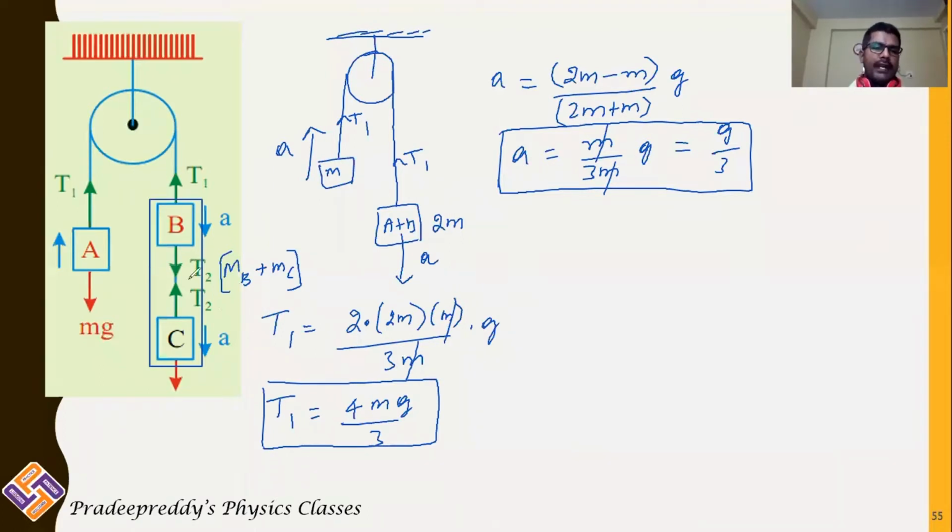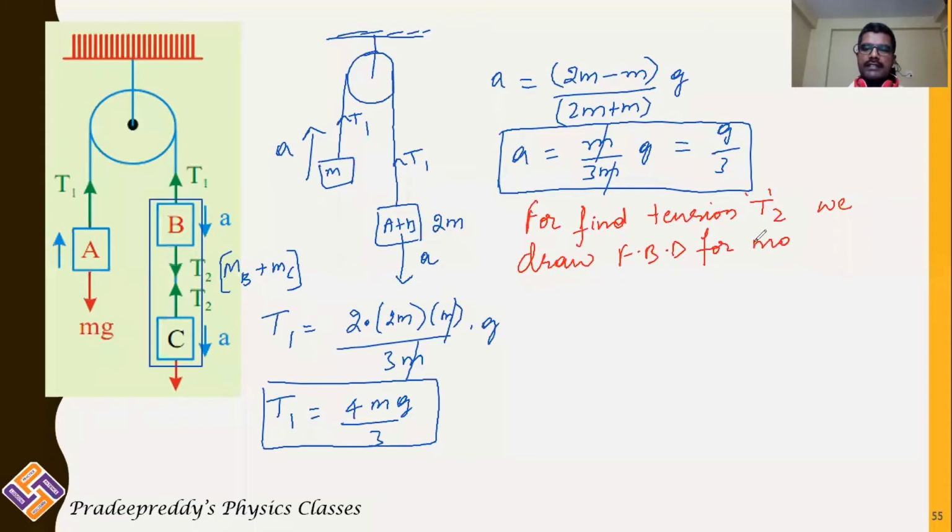Now you should find out tension T2. In order to find out this tension, there is no perfect formula. You should use a free body diagram for C. That's what I'll do here. For finding tension T2, we draw a free body diagram for mass C.